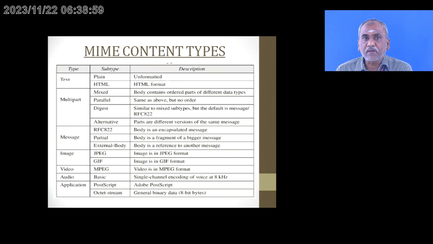MIME content types: plain text, HTML, and something like alternative, and JPG, GIF, pictures that I am going to add. That will be the type: audio, video, applications. Any type I can send. Types are multipart, message, image, video, audio, application. Any type I can send in the mail with the help of the MIME content type.